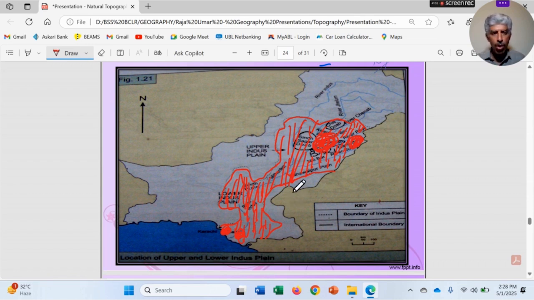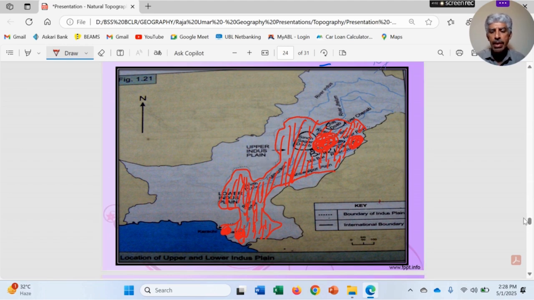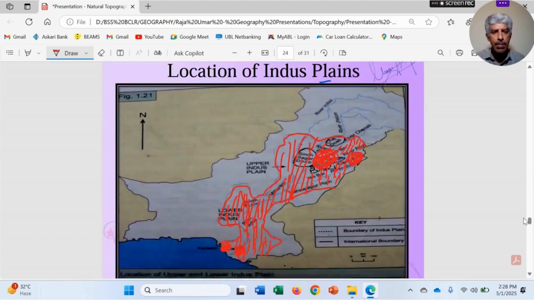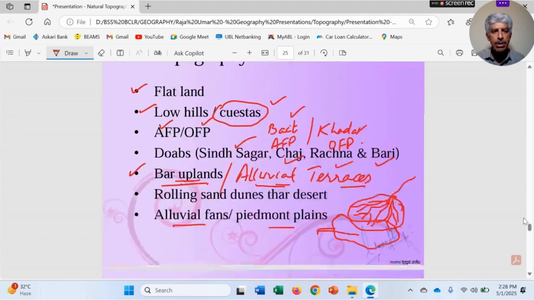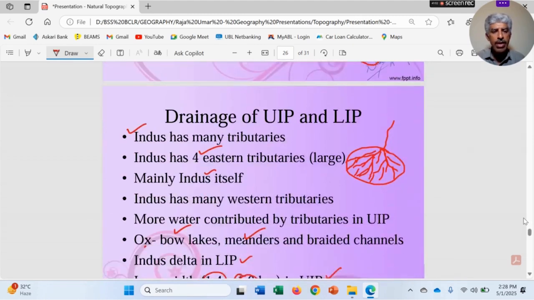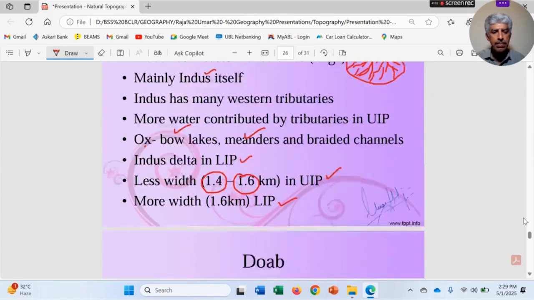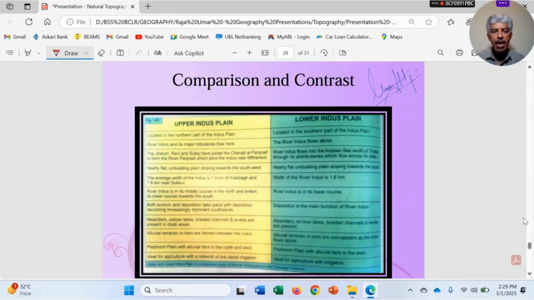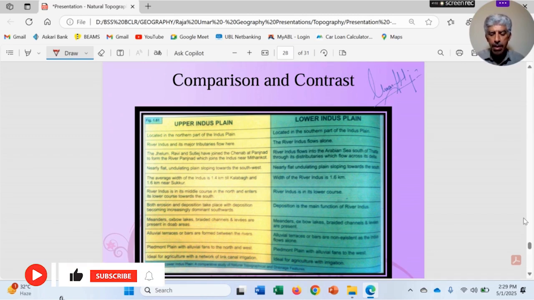So this is all about the Indus Plains, and I am very much hopeful that you might have learned the location, the topographical features, the drainage patterns, Doabs, and the comparison between upper Indus Plain and lower Indus Plain, along with the lifestyle and economy of the people living in this area.